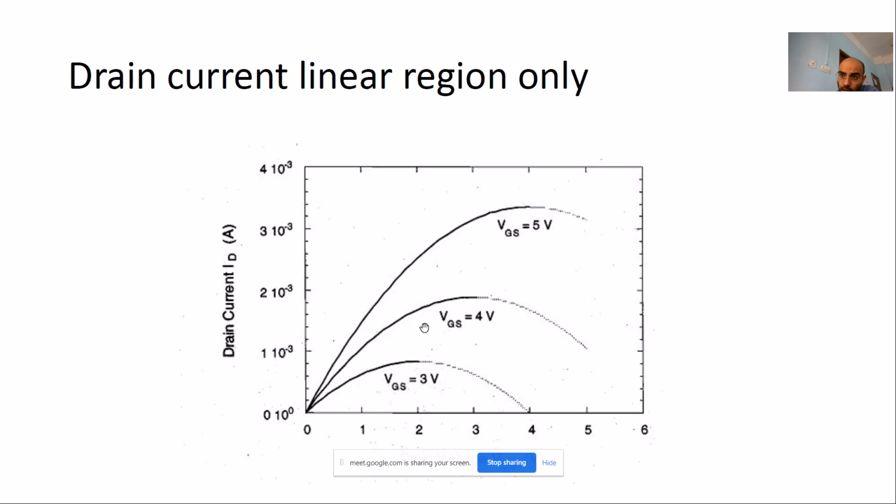This graph should behave like this. If you keep using this equation throughout, for whatever drain to source voltage you are increasing, the curve should look like a parabola. But practically this doesn't happen. Practically, the curve is followed only up to this solid line. Beyond this solid line the curve doesn't remain true, or the equations we have derived don't remain true for the MOSFET. The behavior of the MOSFET changes.